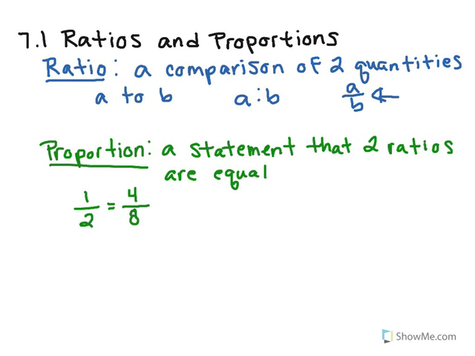I could also solve a proportion by using cross multiplication, and this is something that you should be familiar with, but let's go ahead and do a quick example. Let's say I have 1/3 equals x over 45. The way we solve these is we multiply the cross numbers. So I'm going to draw the first line here. I'm going to do 1 times 45.